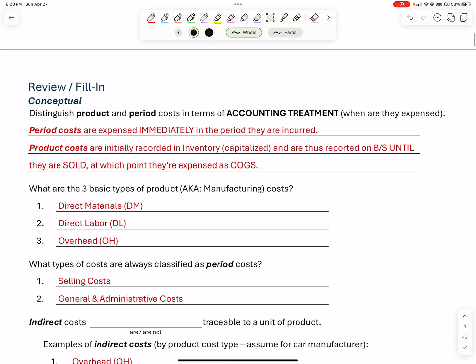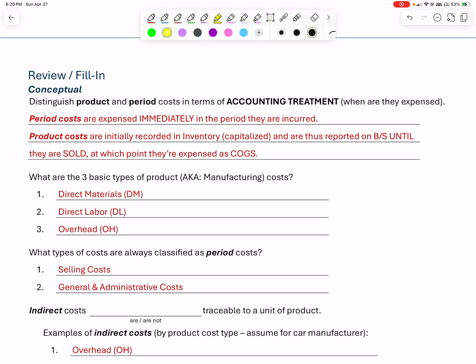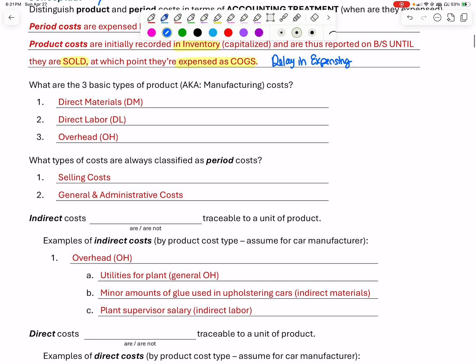So first, distinguishing product and period costs, they differ in terms of their accounting treatment of certain types of costs. So period costs are expensed immediately whenever they're incurred. Product costs are delayed. They first go to inventory. They're capitalized, meaning they're recorded as an asset first. And they stay in inventory, which is on the balance sheet as an asset, until it's sold. And when it's sold, it becomes an expense via cost of goods sold. So basically there's this delay in expensing when it comes to product cost. And by product, we mean it is my inventory. My product is my inventory.